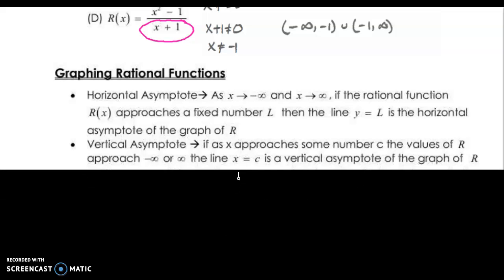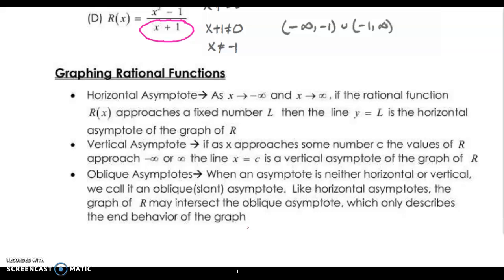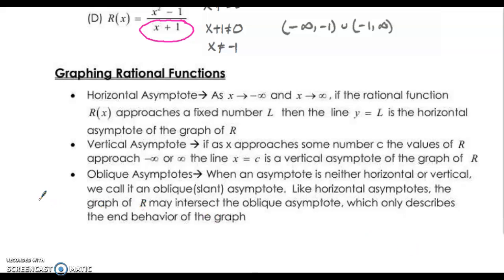The first two, the horizontal and vertical asymptotes, are review from Algebra 2. However, I don't know if they teach the oblique asymptotes in Algebra 2 Trig. I know they don't in Algebra 2. A horizontal asymptote is, I was thinking vertical, horizontal is as x is approaching infinity. So if you've got a graph and x is going this way, x is approaching infinity or x is approaching negative infinity, and the rational function r of x approaches a fixed number L, then the line y equals L is the asymptote.